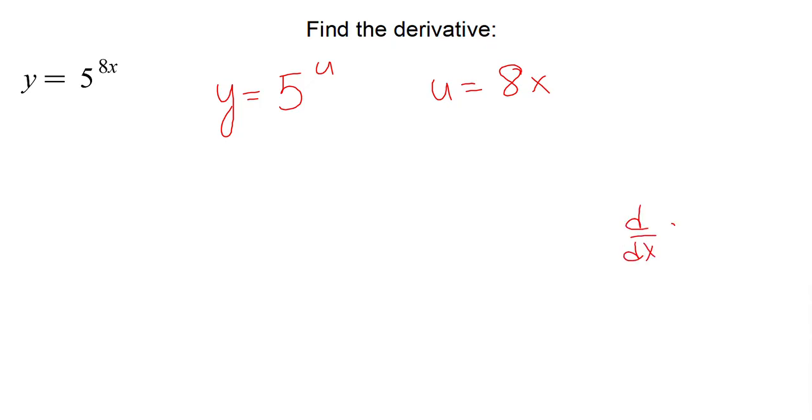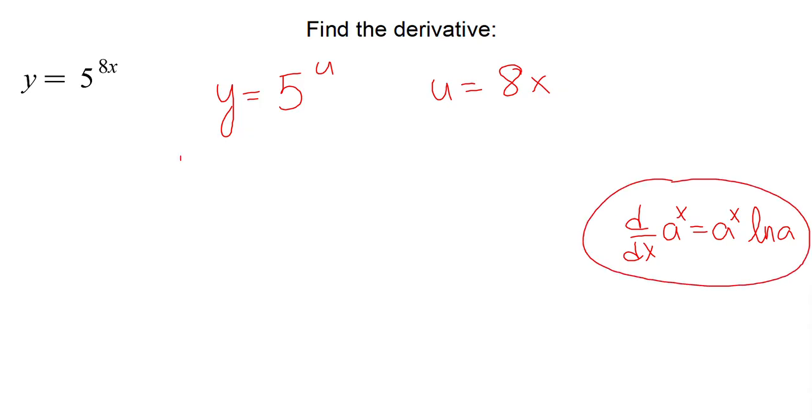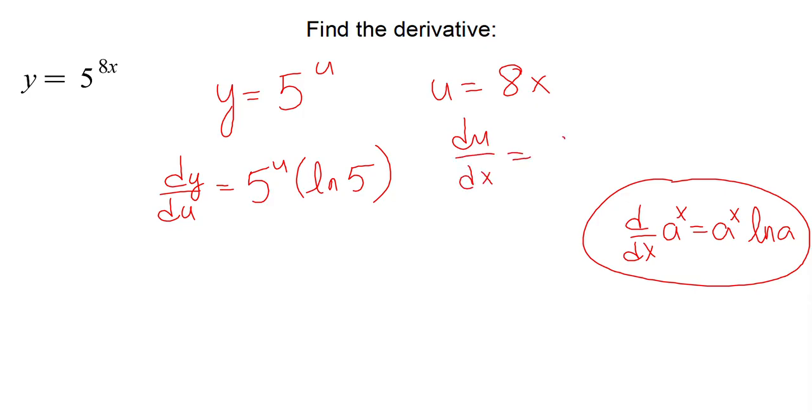I'm just going to write it off to the side here. The derivative of a to the x is a to the x natural log of a, right? So if I want the derivative with respect to u of 5 to the u, that should be 5 to the u times the natural log of 5. And then we'll just find du/dx, which is 8, using the power rule, and multiply those two things together. So we end up with 8 natural log 5. We'll put a dy/dx in front. dy/dx is 8 natural log of 5 times 5 to the power of 8x.